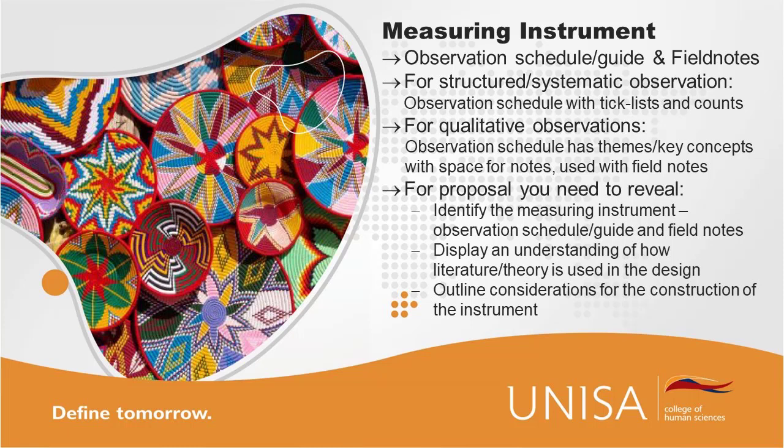Now, depending on the specific nature of your observations, you will need to plan for the development of an observation schedule or an observation guide. You develop topics or themes that are core to answering your research questions to ensure that you focus on the most relevant aspects of what is happening before you in an observation situation. For quantitative or structured observations, we use an observation schedule with checklists and specific categories and scales, and then space for you to indicate frequencies of behaviors. Such a standardized observation schedule is pre-structured, and the variables and categories are specific.